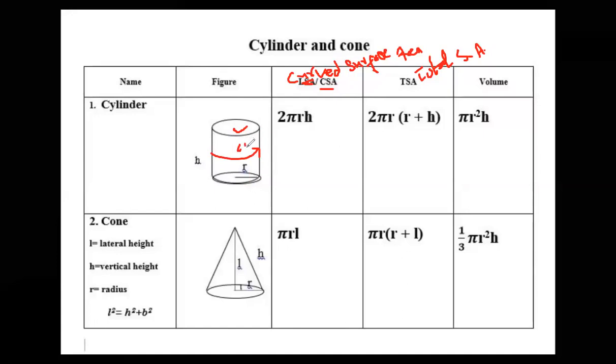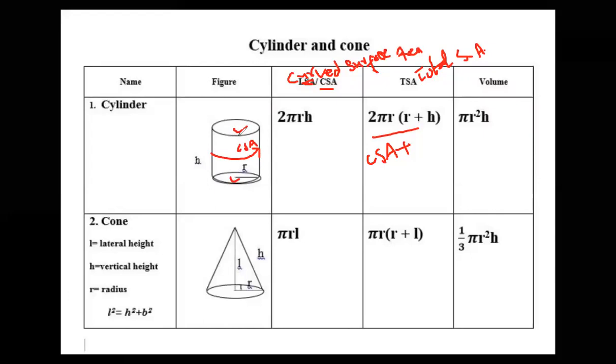This is the CSA, and if we add the base area, there is a circle at the top also. There are two circles, one at the top and one at the bottom. If we add these two to the curved surface area, then we get the total surface area. So the formula of TSA means the curved part, that is CSA, plus how many circles are there?